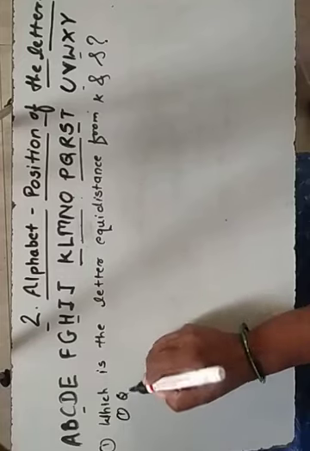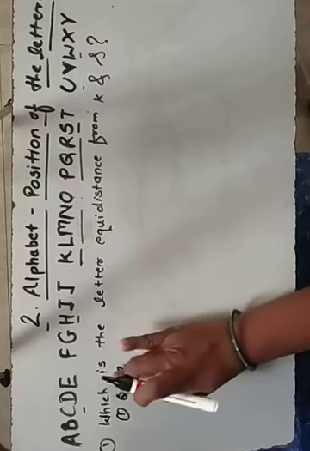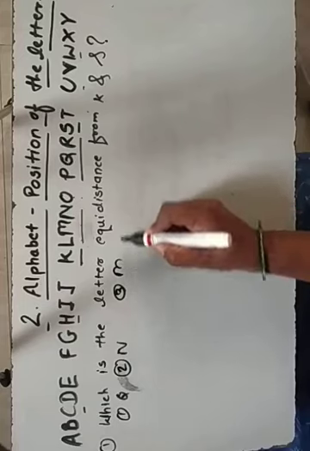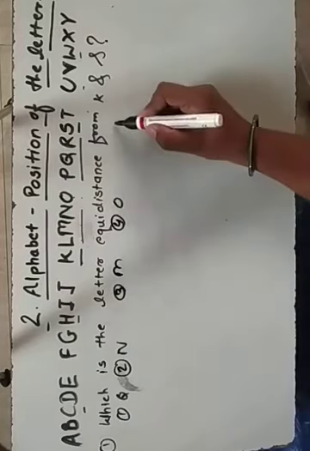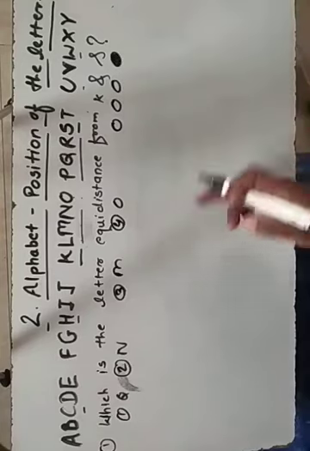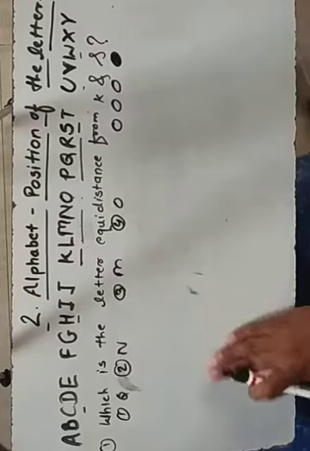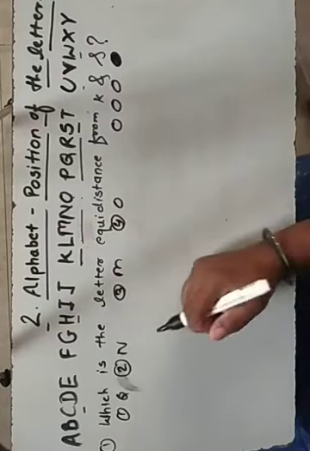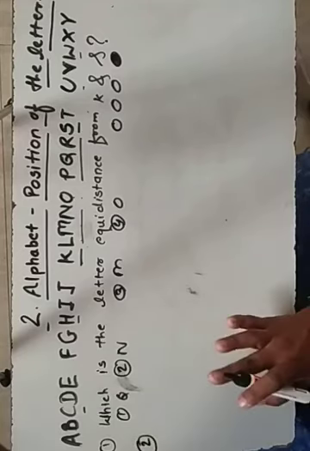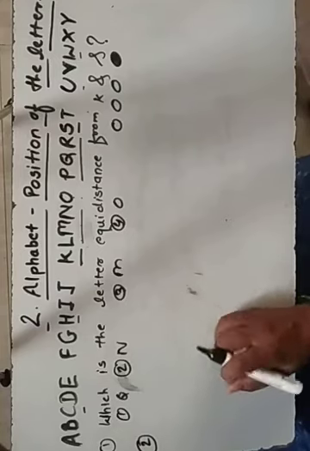Any option they will give. Suppose the first option is Q, second option is N, third is M, and last, the fourth, is O. So the fourth is the correct option, and you have to circle the fourth option. And this part is the same for the 8th and 5th standard. So such types of questions are coming. For 8th standard the level is hard, and for 5th standard the level is very easy.